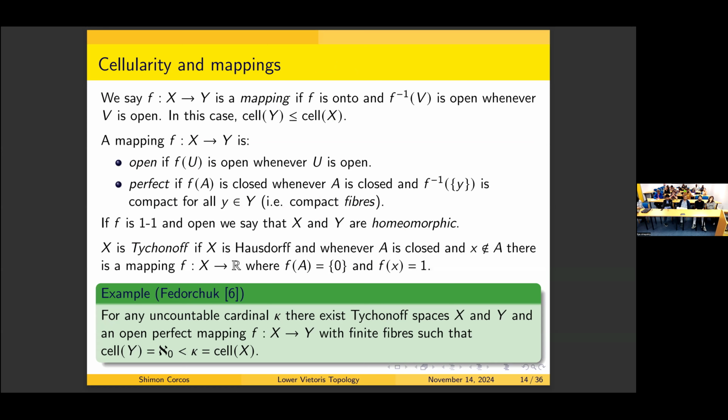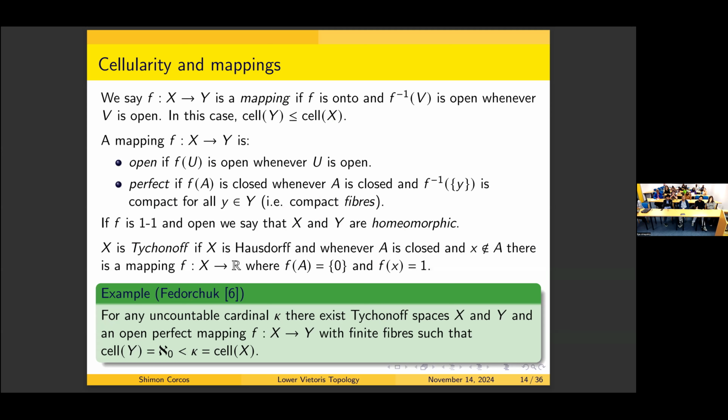So let me first define a few notions. We say that a function f from a space X to a space Y is a mapping if f is onto and the pre-images of any open set are open. So this is really just an onto continuous function. And it's easy to show that in this case, the cellularity of Y is always at most the cellularity of X. But to have equality here is not as simple to get.